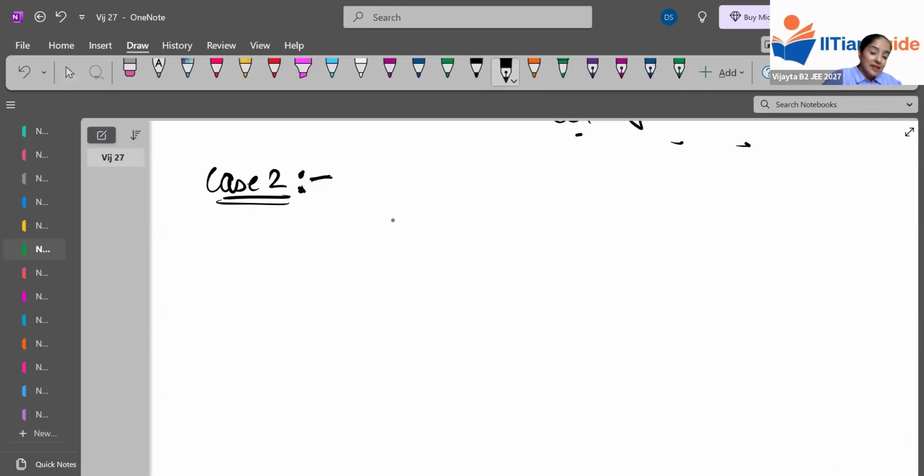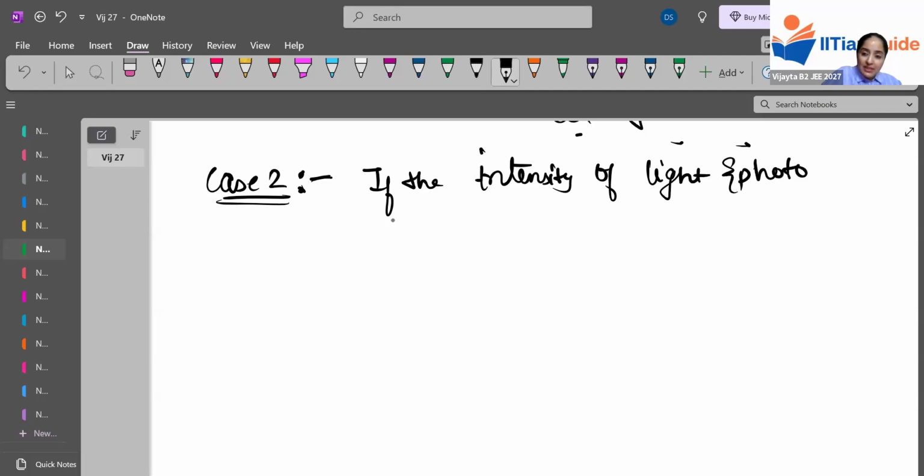So definitely. Okay, let's study case number 2. The case number 2 is, if the intensity of light increases. I mean, photons. Light means photons increases. Okay. Intensity, what do you mean by intensity? Intensity is, let's say you have this. This is a torchlight, na?